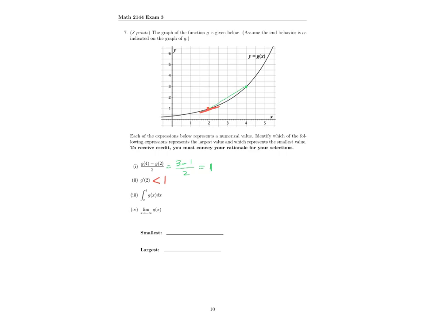Then I have the integral from 2 to 4 of g of x dx. So that's going to be this area underneath this curve. And so that's going to be approximately something greater than 3-ish. So if I look at this area underneath here, somewhere around 3 square units, a little bit more maybe. And then this says the limit as x goes to negative infinity of g of x, which as x goes to negative infinity, the value of g of x is getting closer and closer to 0. And so I want to rank these from smallest to largest. So 4 is the smallest, and the largest is going to be 3.